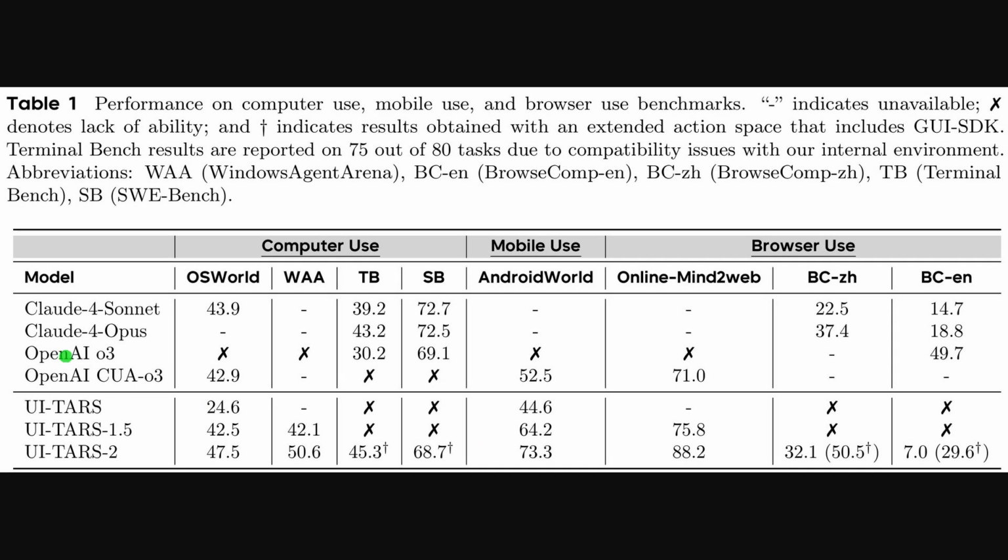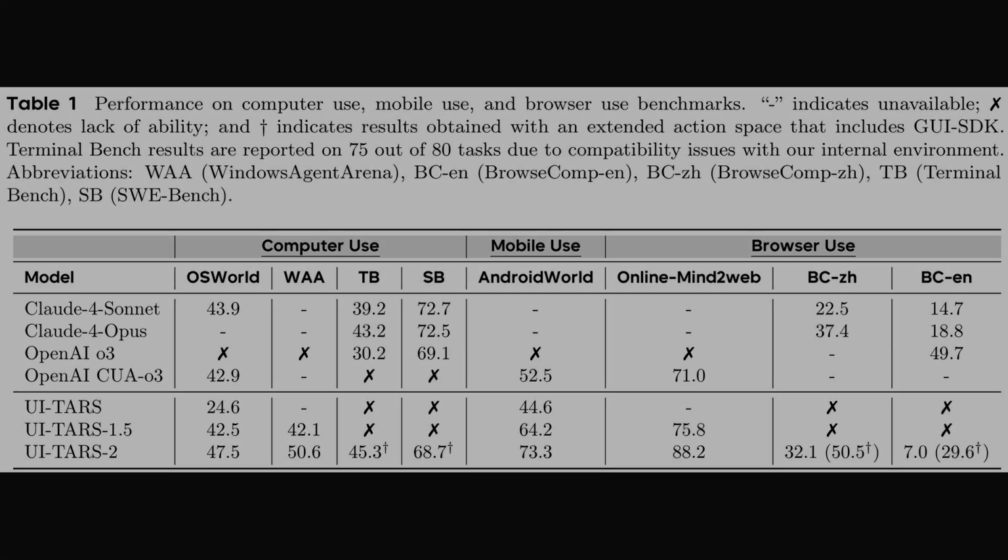Table 1 shows that the agent leads across computer use, mobile use, and browser use, which signals broad, real-world competence. The table compares scores against strong baselines and marks SDK-assisted results with a dagger, meaning tool access beyond pure screen clicks. UI-TARS-2 tops OS World and Windows Agent Arena, and it jumps on Android World and Online Mind 2 Web. The browse comp gains get much larger with the SDK because system tools unlock tougher multi-hop tasks.